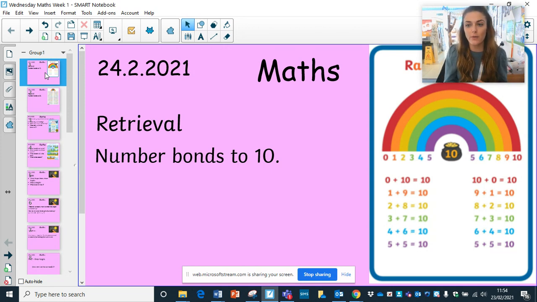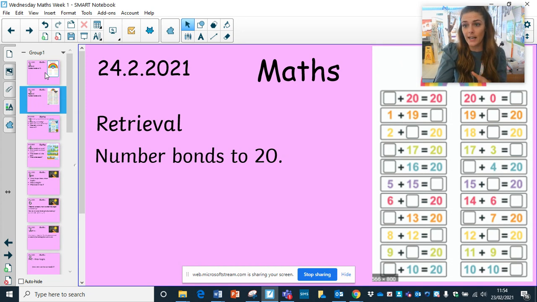So your retrieval is recapping previously learnt knowledge and understanding. Can you look at your number bonds to 10? And then can you move on and look at your number bonds to 20? Now you can do this in any way you like. You can write the number sentences and find all the possibilities. You might want to have somebody call out a number and then you tell them the matching pair, or write it down. However you would like to do it, it's down to you to show me your knowledge and understanding around number bonds to 10, and if you want to challenge yourself, to 20.